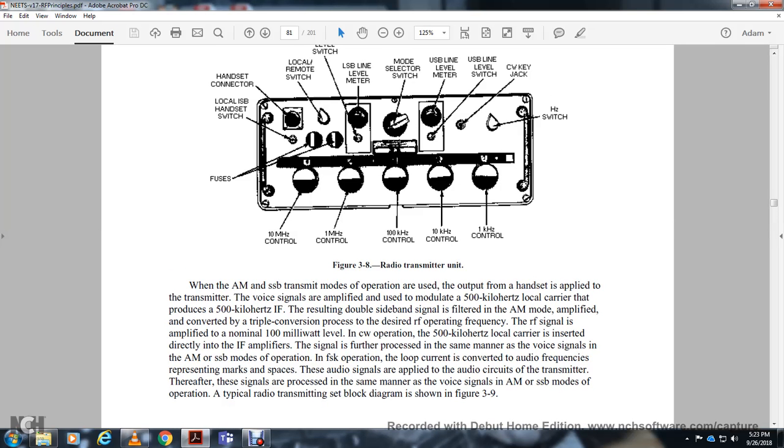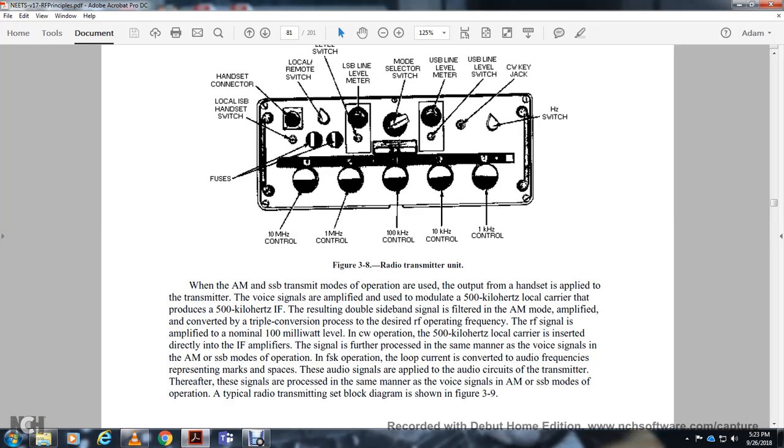When the AM single sideband transmitter is in operation, the handset plugs into the transmitter, and the voice signal is amplified and modulated with the 500 kilohertz local carrier to produce a 500 kilohertz intermediate frequency. The resulting double sideband signal is amplified in the AM mode, then converted by the triple conversion process to the desired radio frequency operating frequency. The radio frequency signal is amplified to the nominal 100 watt level. The 500 kilohertz local carrier can also be used, serving directly with the intermediate frequency amplifier, and the signal is further processed in the same manner as the vocal signal.